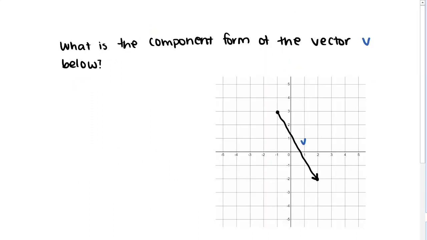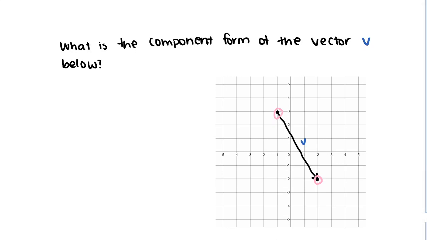And so I have this vector here, I've labeled v, and I want to write down the component form of this vector. And so what is the component form? Well here, I've got its initial point, I've got its terminal point, and the component form is just telling me how far this vector travels left to right, and how far this vector travels up and down to get from the initial point to the terminal point.